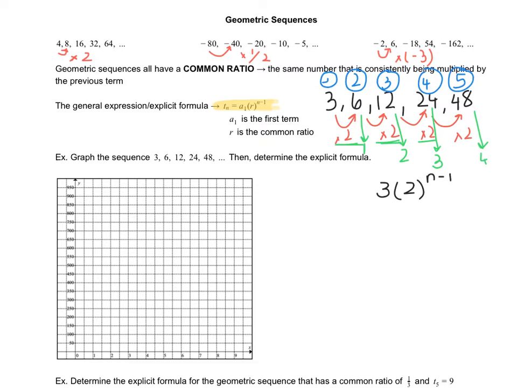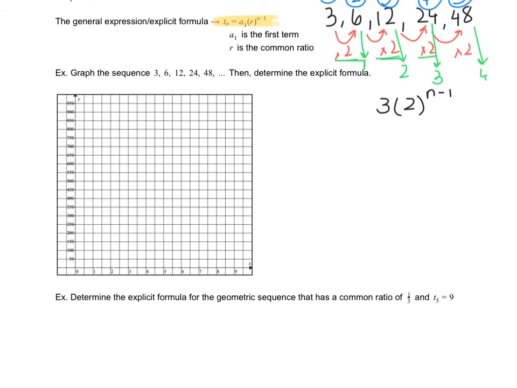And because you're multiplying by the same number a certain number of times, that's what makes it exponential. That's why you have an exponent. If I'm multiplying 2 by itself 4 times, I can write it as 2 to the power of 4. So if I'm multiplying that common ratio by itself n minus 1 times, I can write it as 2 to the power of n minus 1. So let's try this out in our first actual example, and we are going to graph the sequence just to visualize it, see that exponential connection a little bit, and then we'll write the explicit formula.